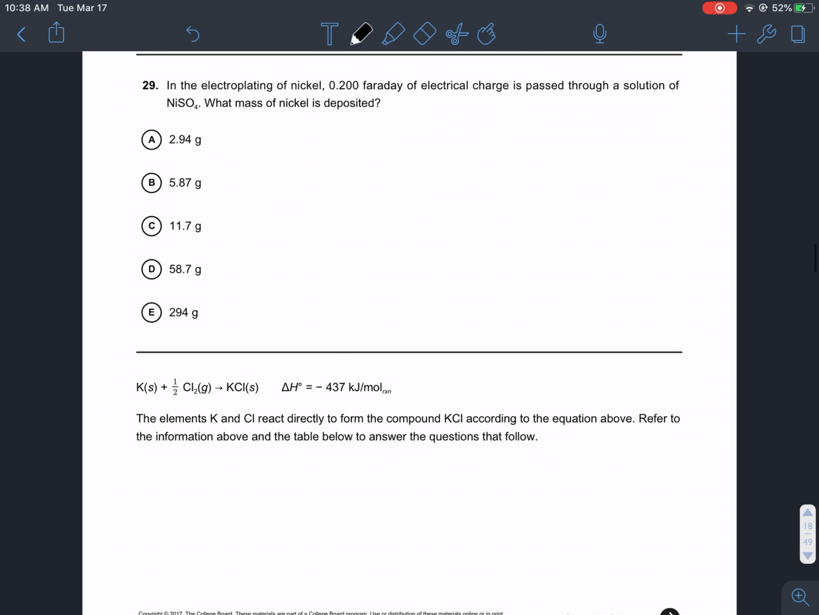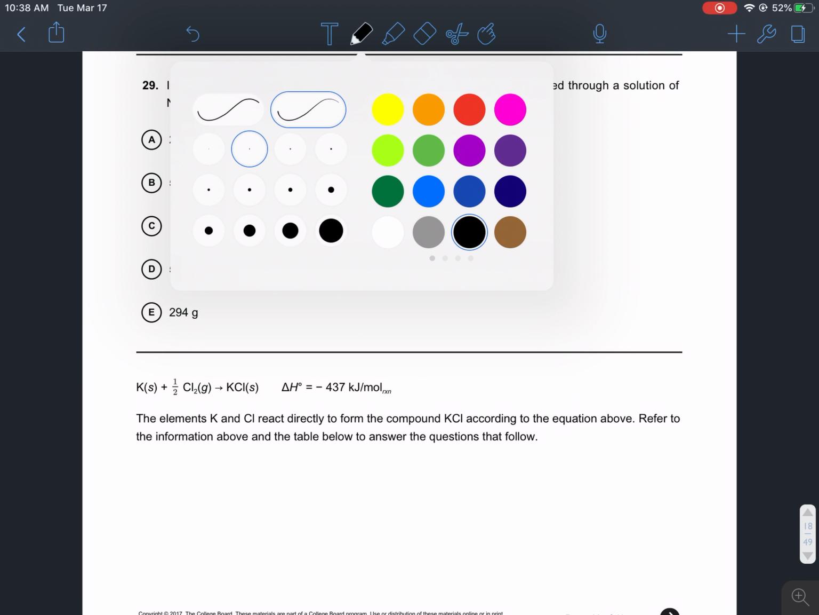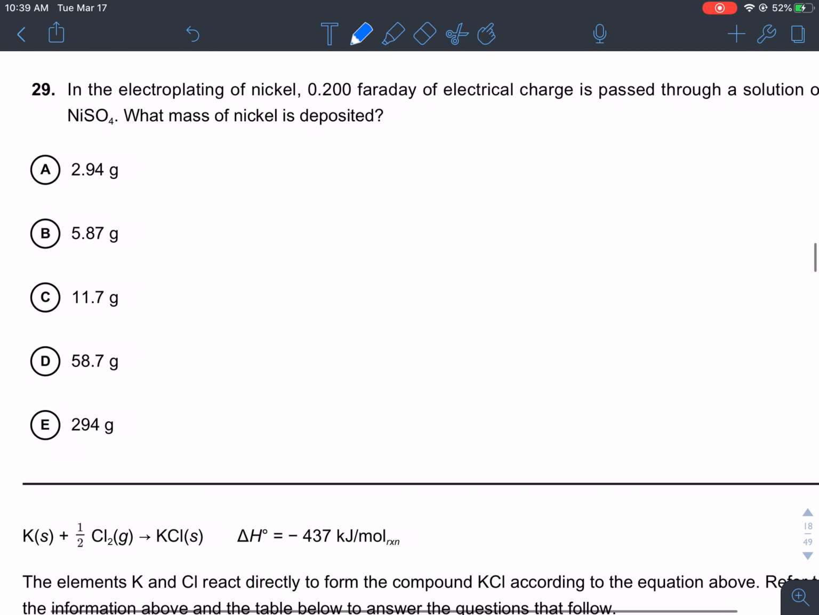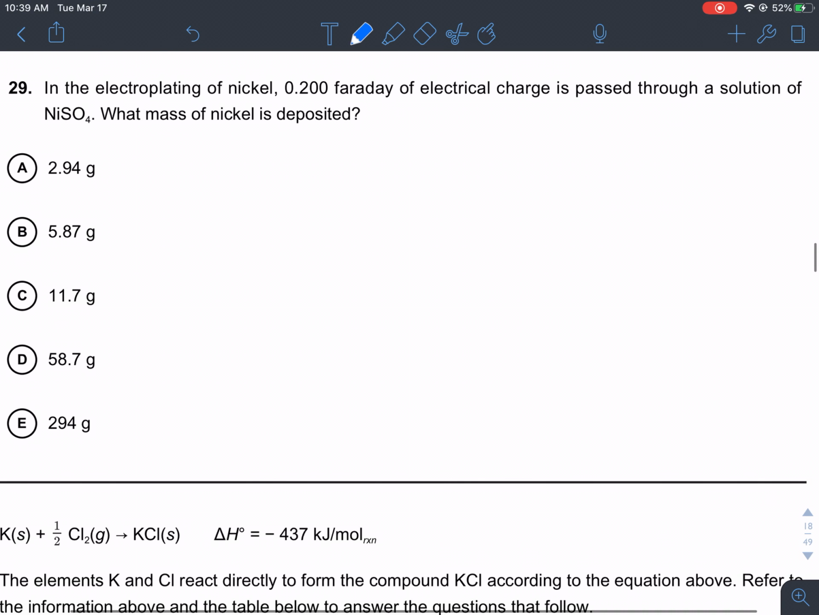Okay, and the electroplating of nickel. Ooh, this one is cool. This is how we do it when you see a metal that we say is gold plated or chrome plated. This is what we're talking about. So we have nickel sulfate in this question. A 0.2 Faraday of electrical charge passed through a solution of nickel sulfate. What is the mass of nickel deposited? This was a really crazy question.